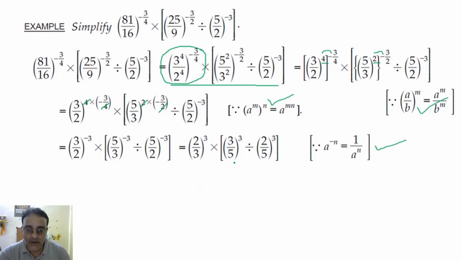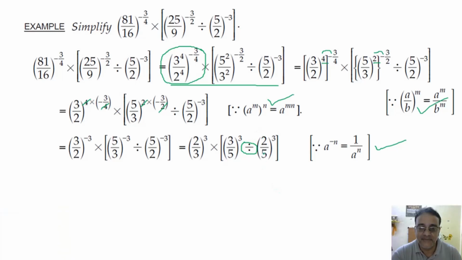Okay. Now see carefully. I want to remove this division sign. So what I will do? Reciprocal. We will take reciprocal of this one. ध्यान से देखो, उससे पहले यहाँ पे ये वाला प्रॉपर्टी यूज करेंगे. 2 to the power 3 upon 3 to the power 3 into 3 to the power 3 upon 5 to the power 3 divided by 2 to the power 3 upon 5 to the power 3.